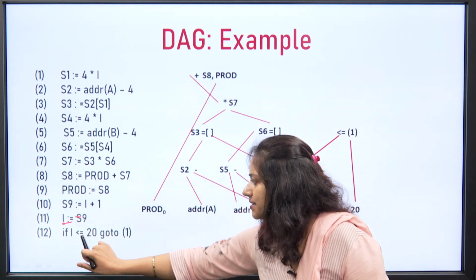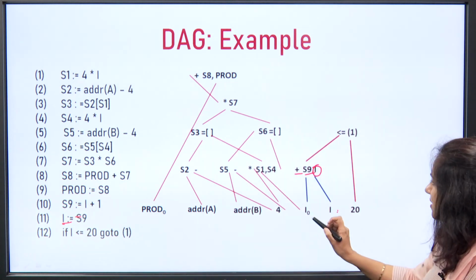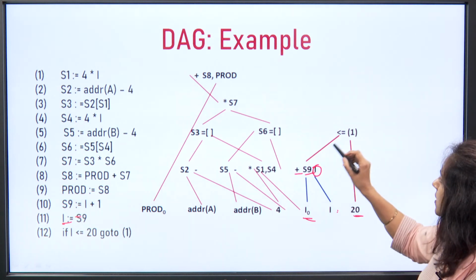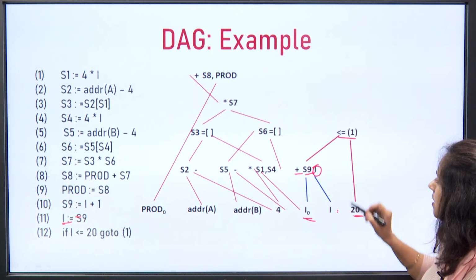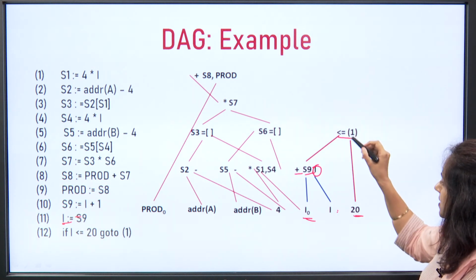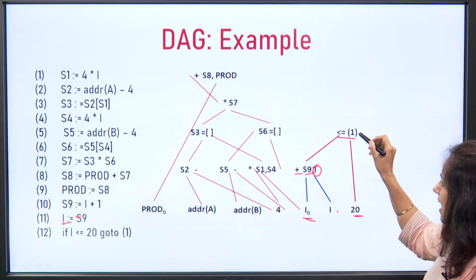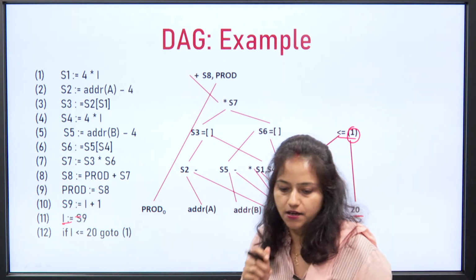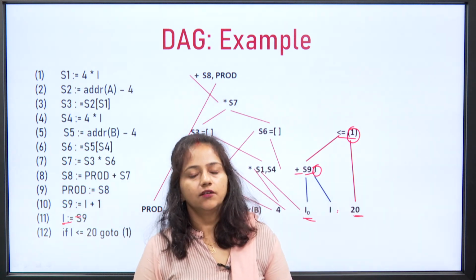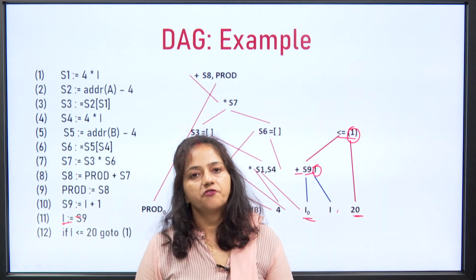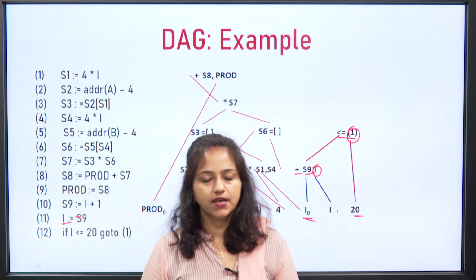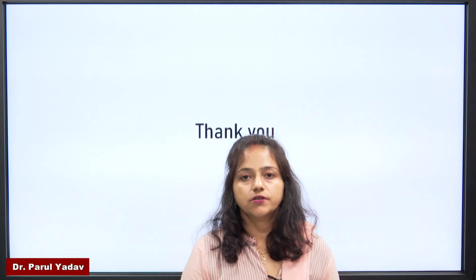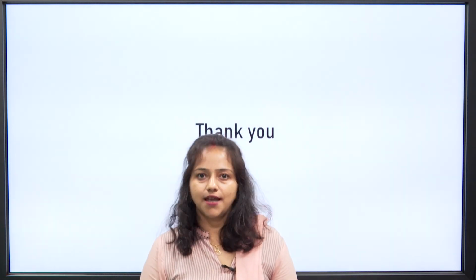Next is if i is less than or equal to 20. So, this is i and this is 20. If it is less than or equal to 20, then we will go to 1. So, here we will retain the 1. In that way the DAG can be calculated for any three address code, and we can find the common sub-expressions, and we can easily reduce the tasks of recomputation. So, this is all about this lecture. Thank you.